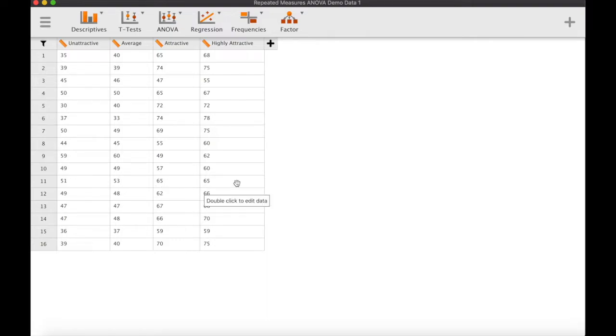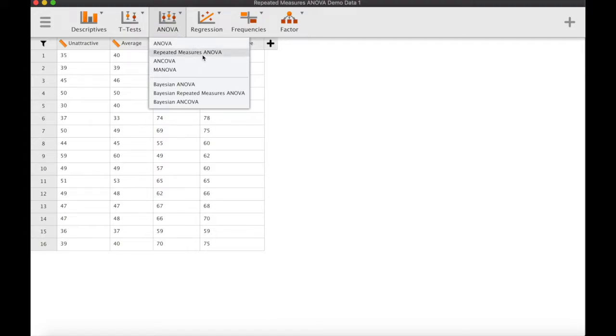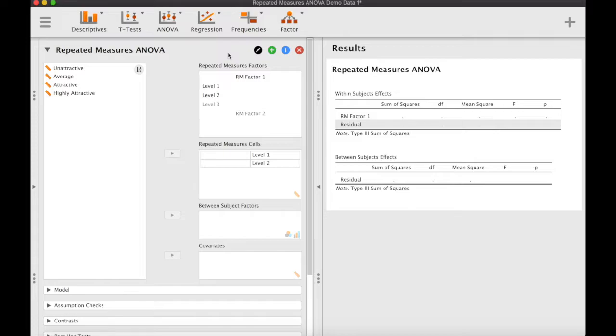Okay. So to run this, let's click on ANOVA and then repeated measures ANOVA. The first thing that we have to do is to label our factor. So in the context of ANOVA, again, the factor refers to the independent variable. So our independent variable is attractiveness. And we want to label the levels. So let's just copy.